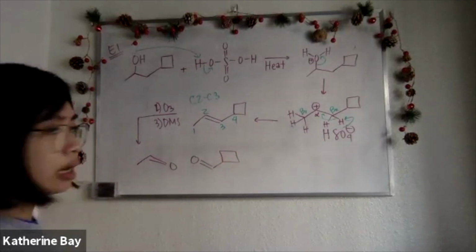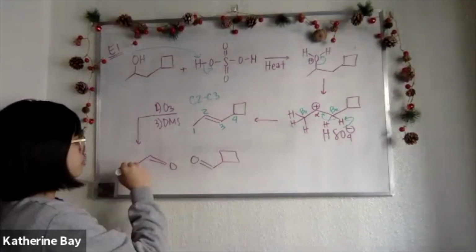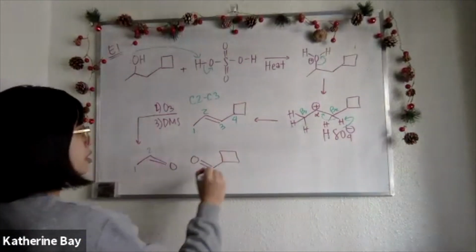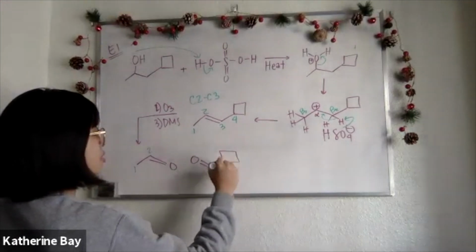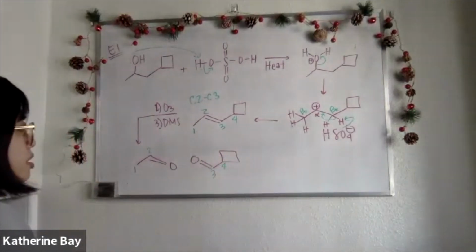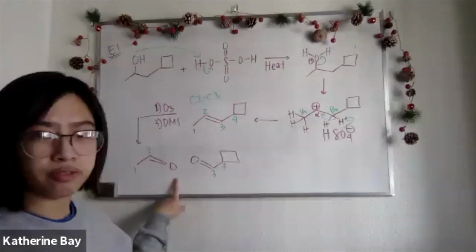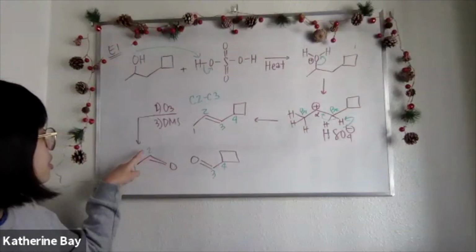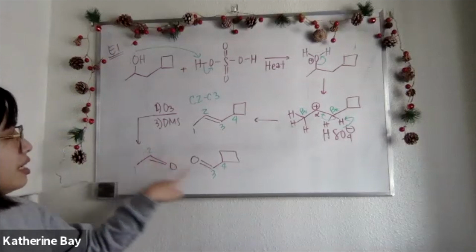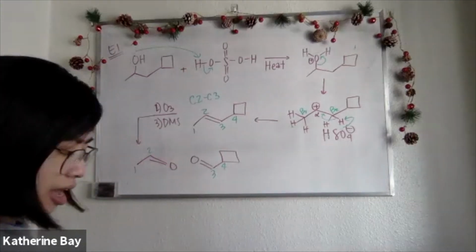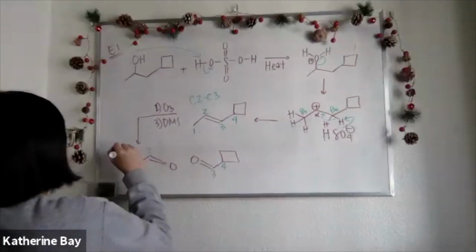So if we were to number our carbons, the first product would have carbons 1 and 2. The second product would have carbons 3 and 4. So you can see that the carbonyl, or the oxygens that are part of the carbonyls, literally attached to C2, which was the left side of the alkene, and C3, which was the right side of the alkene. And from here, these would be your products.